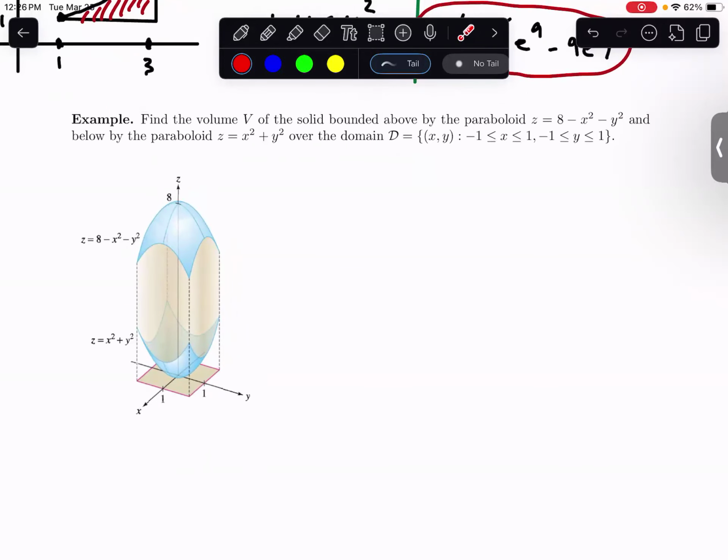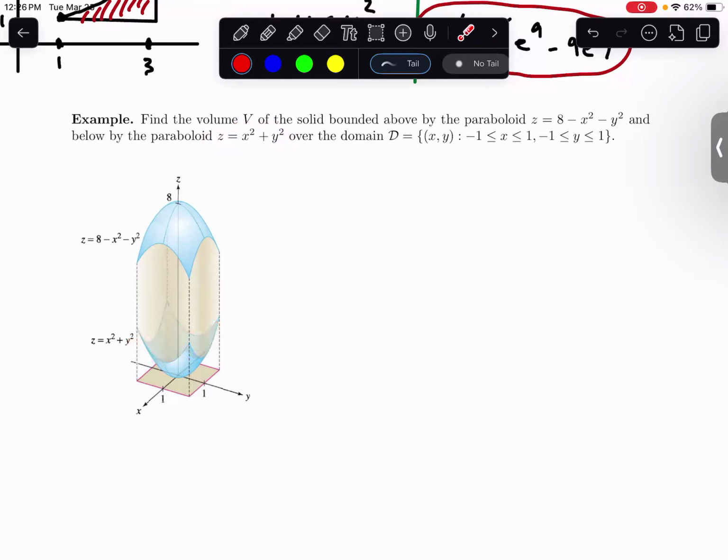For this example, it wants you to find the volume of the solid bounded above by the paraboloid given by z equals 8 minus x squared minus y squared. So that's this thing right here. And then it's bounded below by the paraboloid given by z equals x squared plus y squared. So it's what's pictured here, right?